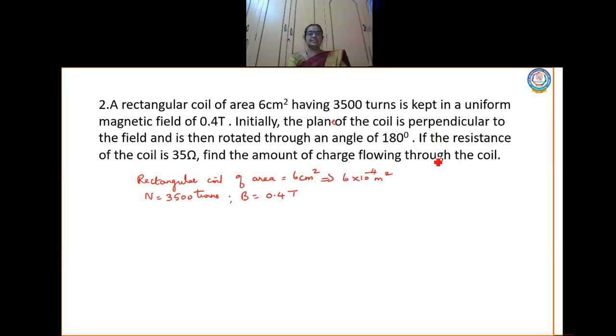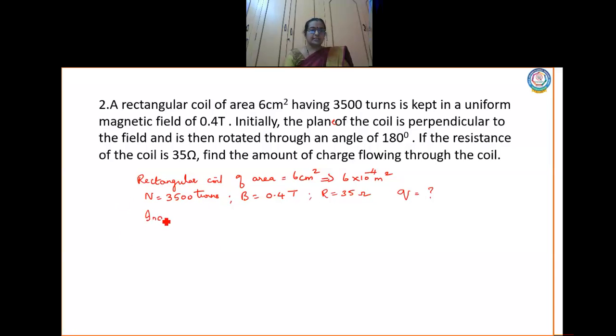If the resistance of the coil is 35 ohm, find the amount of charge. To find out the value of charge, I know the formula for charge: Q is equal to I into T, right? I should know the value of current. So to find out the value of current, I should know the value of induced EMF. So first, let us start with induced EMF.